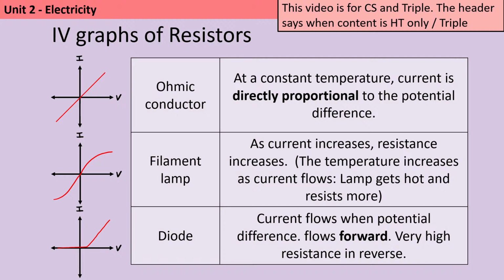Finally, we have the diode, and there are 2 important things to note about this graph. The first one is that there's nothing below the x-axis, and the reason for this is that the diode will only allow current to flow in one direction. The second thing to note is that if you only have a very small potential difference, then you still don't get any current flowing. So initially there's a little bit of insulation, and then when you give the diode a higher potential difference, then current can begin to flow. So the graph is going to track the x-axis for a little while before it goes diagonally upwards.